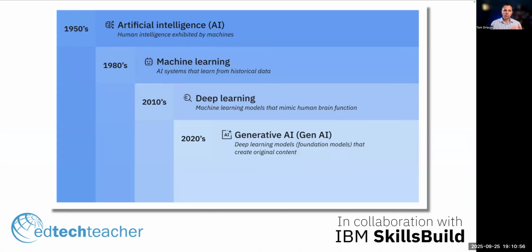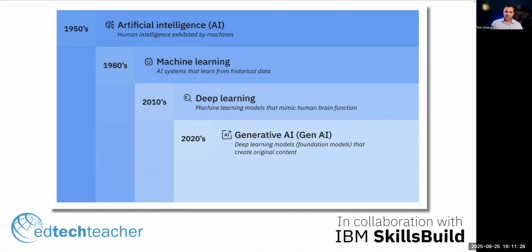But the 1950s is when artificial intelligence first started. That's human intelligence exhibited by machines. So think like the Turing test and when they were coming up with some of those ideas. Then machine learning really started to take off in the 1980s. So that's where AI systems could learn from historical data. Then fast forward to the 2010s. That's when machine learning models that mimic human brain function started to come out. You may be familiar with like when Watson was on Jeopardy, right? So that's when a lot of those tools started to get developed.